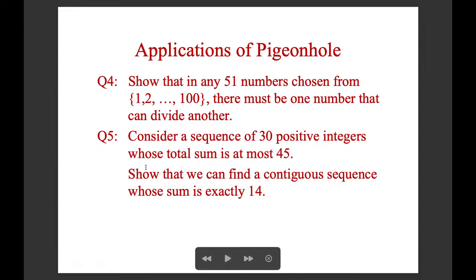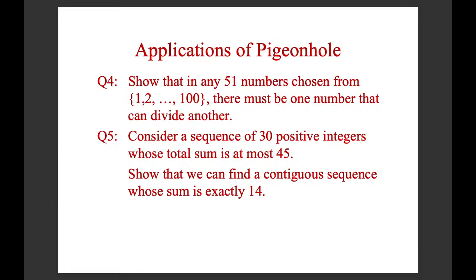Now the last one is a very difficult one. Usually when we want to apply the Pigeonhole principle, we need to know what the pigeons and the holes are, what the objects and the boxes are. This question 5 is hidden deeply. You don't know what should be the pigeons and what should be the holes. Let me explain the question.